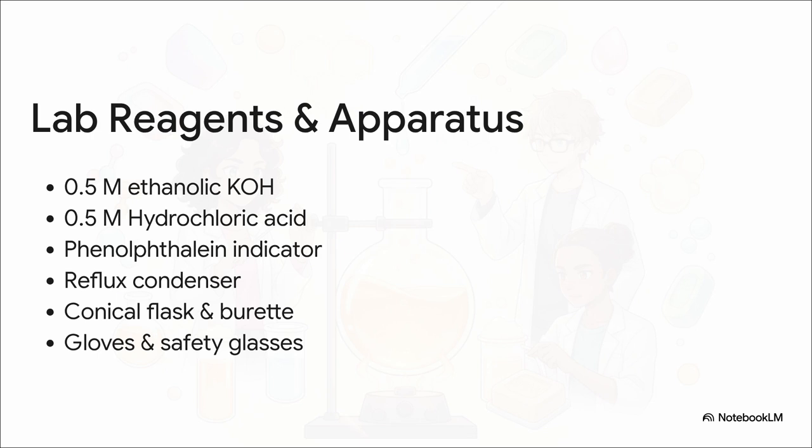We also need a standard 0.5 molar hydrochloric acid solution and a phenolphthalein indicator to visually track the reaction. For the apparatus side of things, a 250 milliliter conical flask, a precision burette, and a reflux condenser are your essentials. And finally, and I cannot stress this enough, safety gear. We are handling highly corrosive bases and acids, and we're literally boiling alcohol. So heavy-duty gloves, a lab coat, and safety goggles, absolutely strictly non-negotiable.